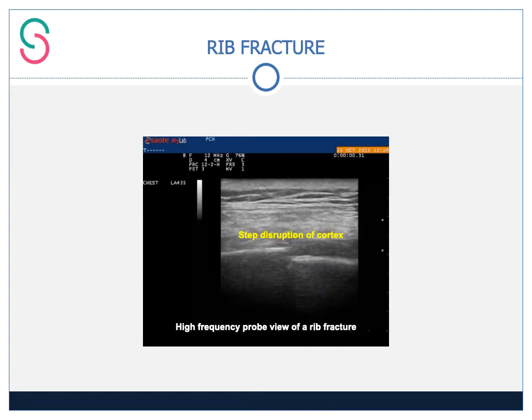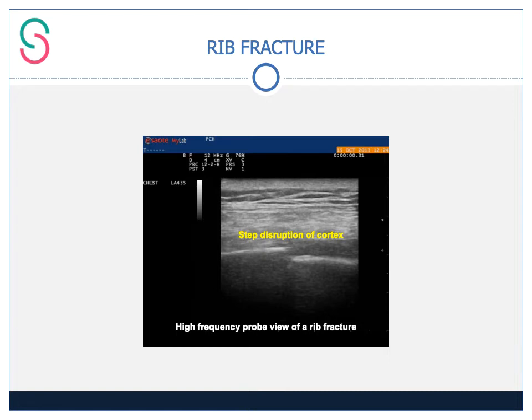Rib fractures are also quite easily identified with a high-frequency linear probe. And the technique for this is to ask the patient where they feel the point of pain, and then just explain to them that you're going to gently apply the probe in that area and be careful not to cause too much discomfort, but place the high-frequency probe over the length of the rib, over the site where they identify the maximal pain.